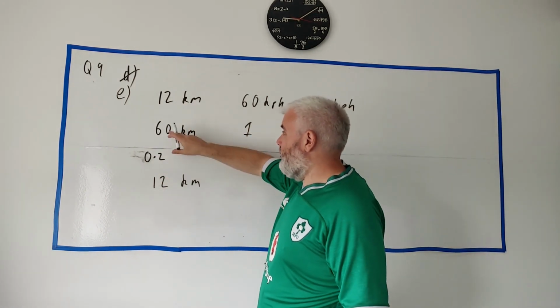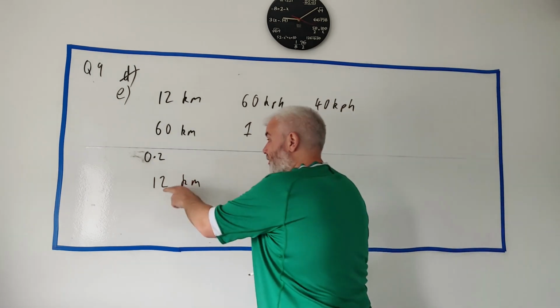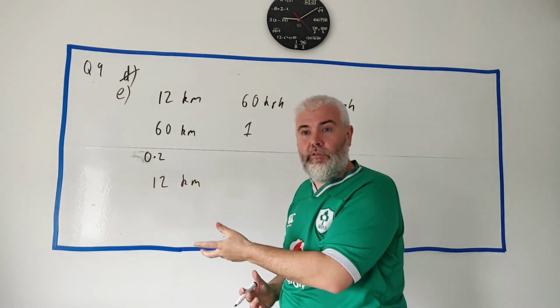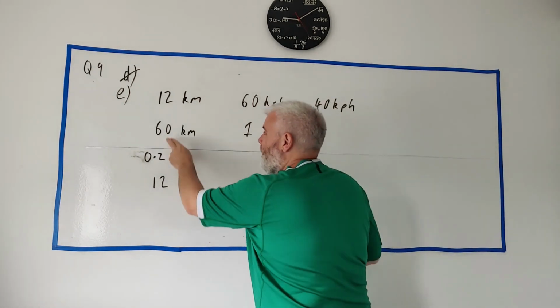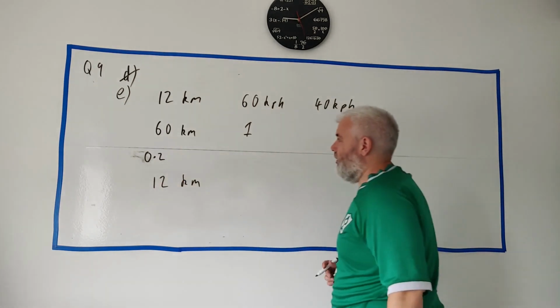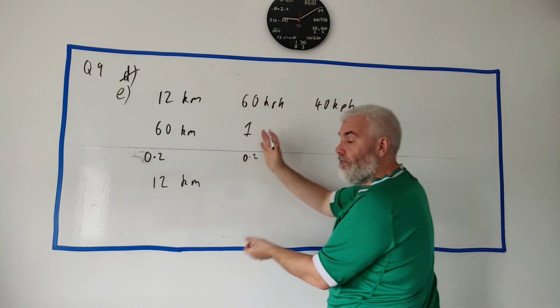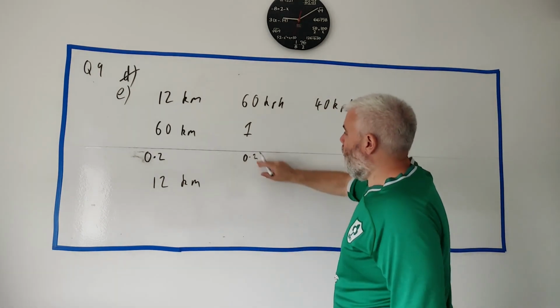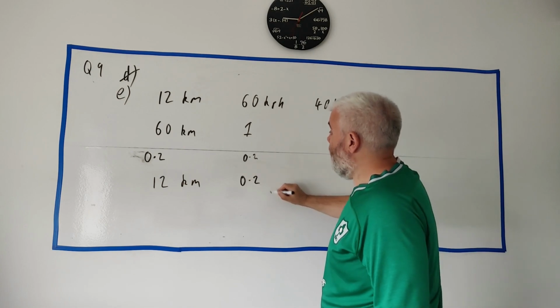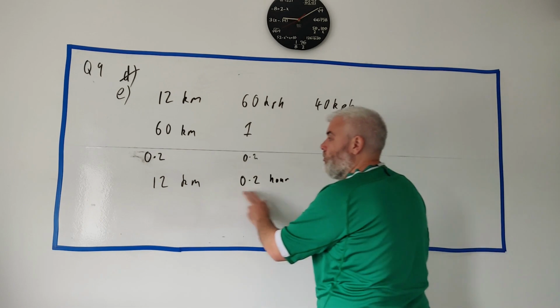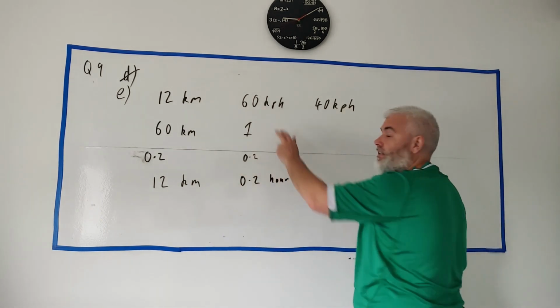So how do we get from 60 to 12? Well, you could just divide this into this, and you get 0.2. That's what must have multiplied 60 to get to 12. Well, the same thing must multiply this 1 on this side, because we always have to be fair and balanced. 1 multiplied by 0.2 is 0.2. And that's in hours.